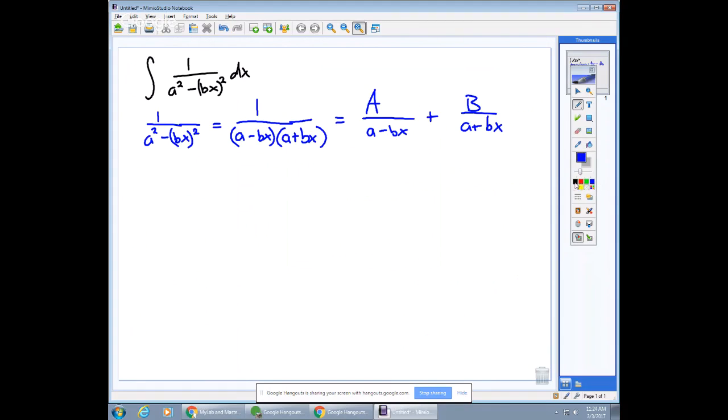Clearing the denominators, what do we get? We get 1 on this side, and then A is going to get the opposite denominator, like we saw the other day, so that's going to be a plus bx here. And B is going to get the opposite denominator, which is a minus bx. Convenient x values are kind of a pain here, so we're going to take the other approach by distributing the capital A through and the capital B.